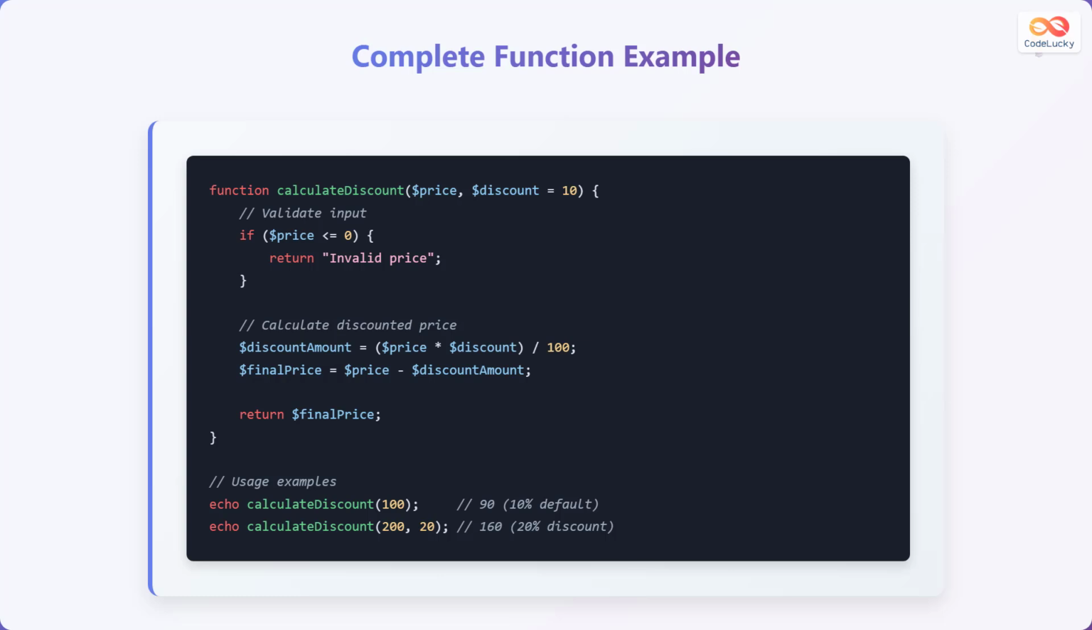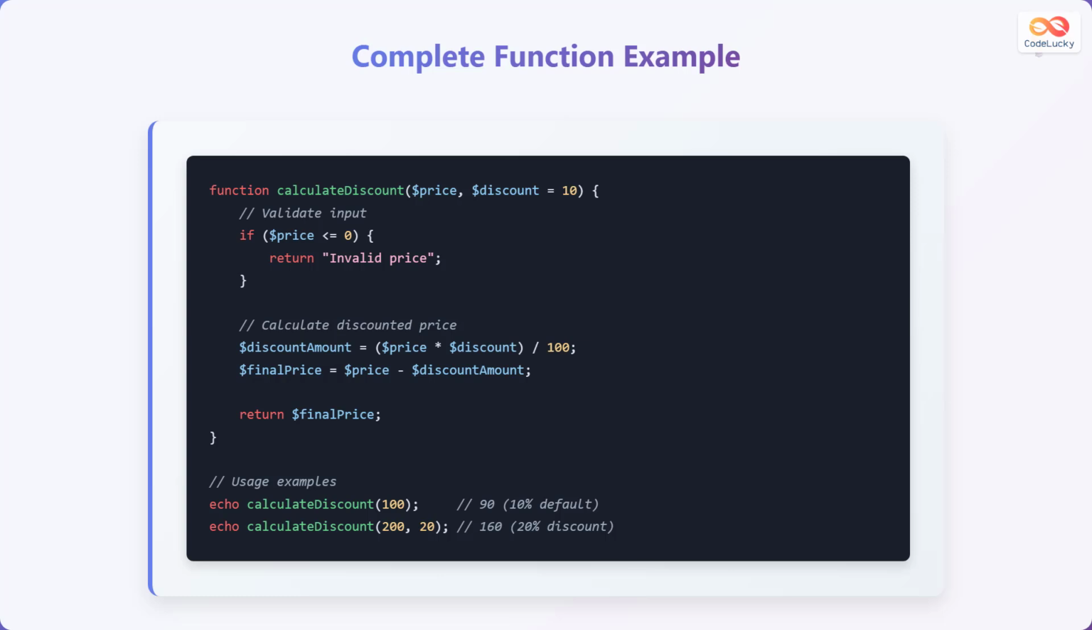Here's a complete example of a function that demonstrates many of the concepts we've discussed. The function is called calculateDiscount, and it takes 2 parameters, price and discount. The discount parameter has a default value of 10. The function first validates the input to ensure that the price is greater than 0. If the price is not valid, the function returns the string invalid price. Otherwise, the function calculates the discounted price by subtracting the discount amount from the original price. Finally, the function returns the discounted price.